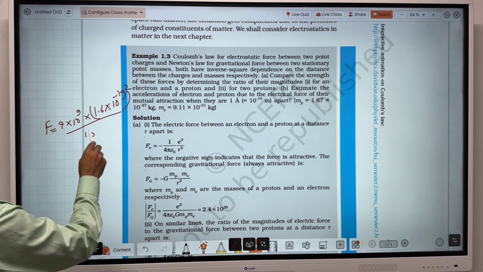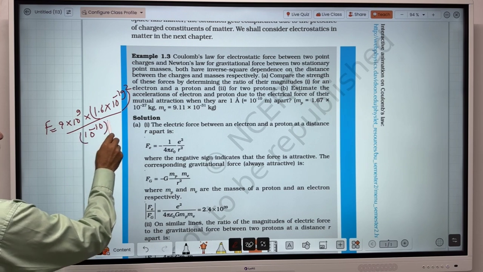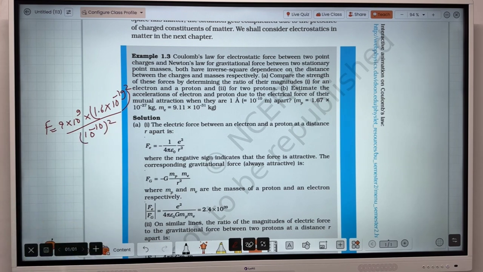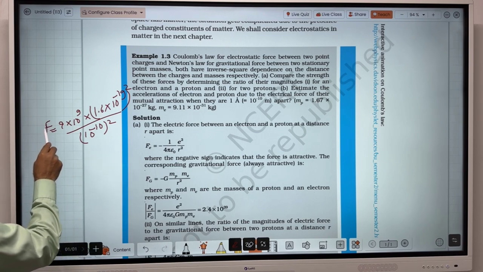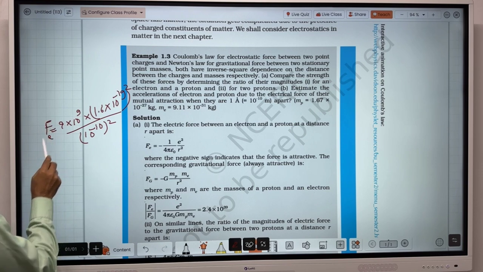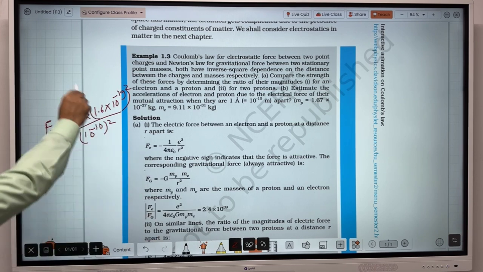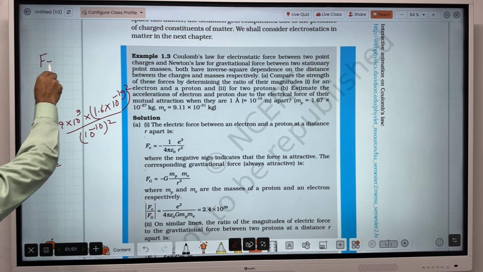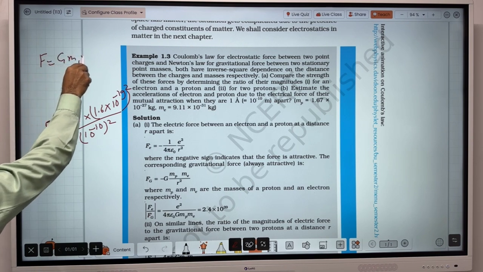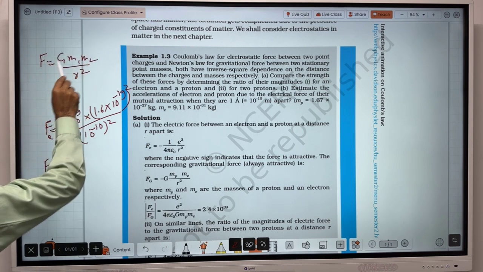so 10 power minus 10 whole square, and you can evaluate it. This is one case. And if you want to make a comparison, suppose this is the electrostatic force, we write Fe, and suppose the gravitational force we want to find out, let's denote it as Fg. What is the formula for gravitational force? Do you remember? F equal to G times m1 m2 divided by R square.